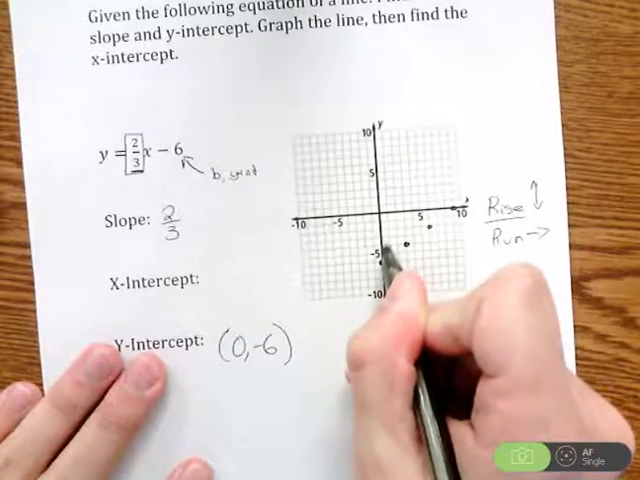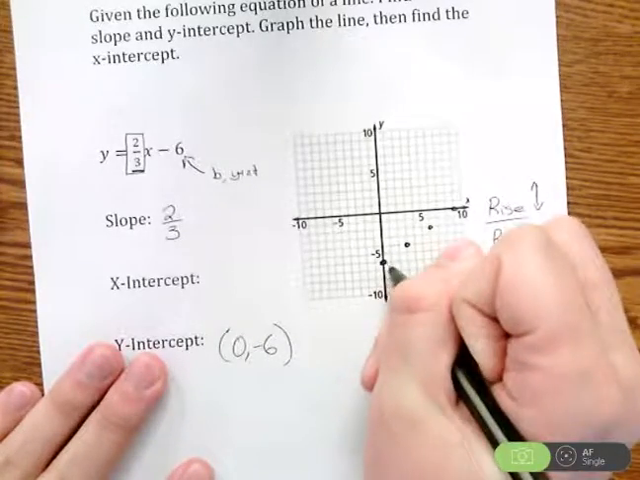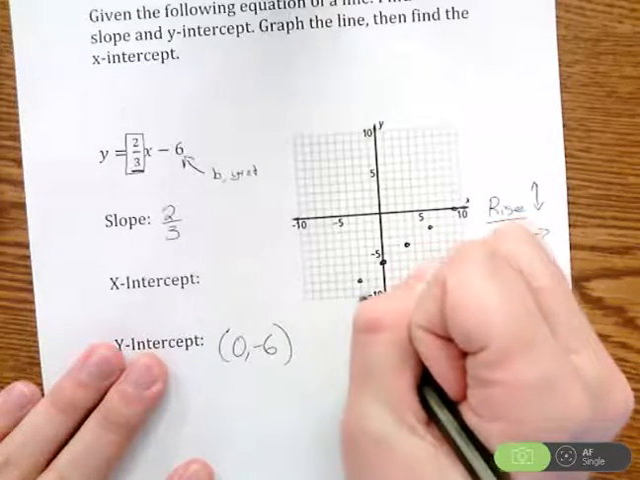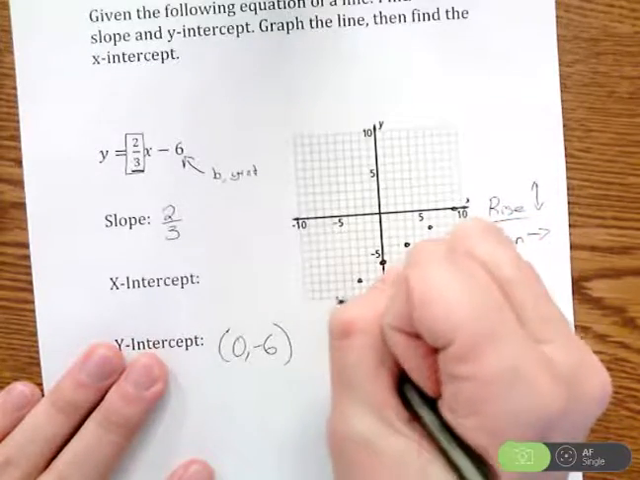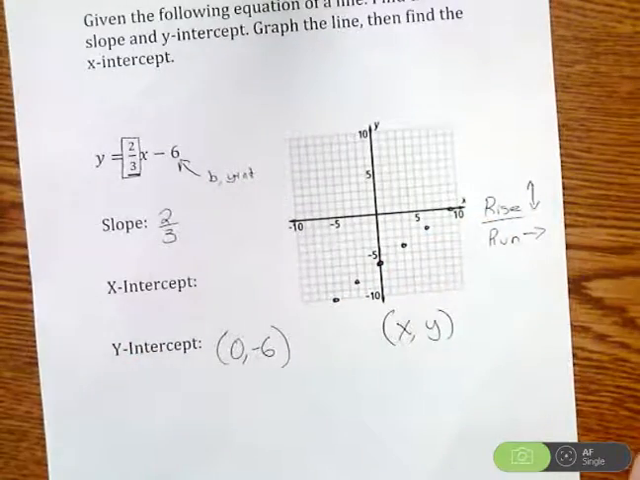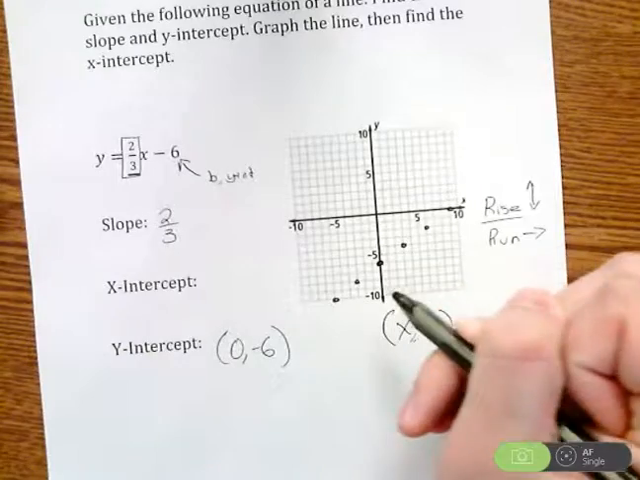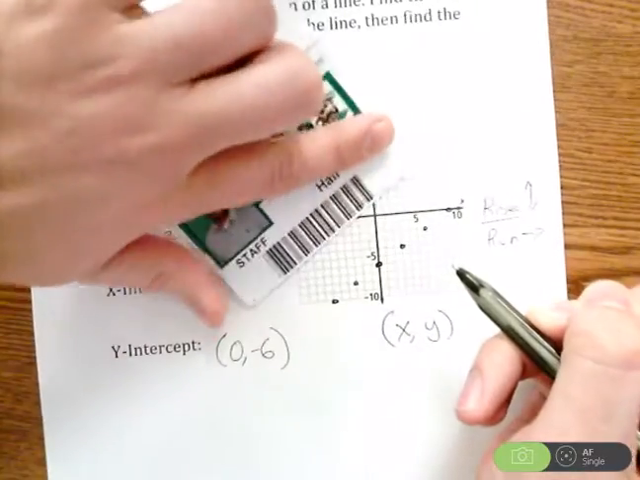So instead of going up 2 and right 3, I'm going to go down 2 and left 3. It's just the opposite. And how you know you have it correct is all those points should line up. If they don't line up, then something's not right.